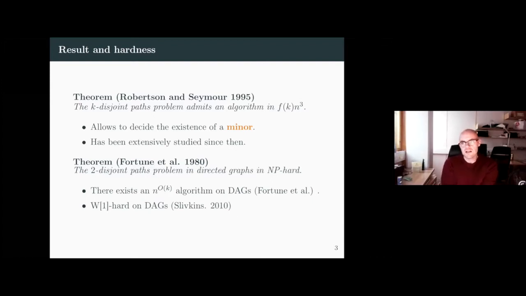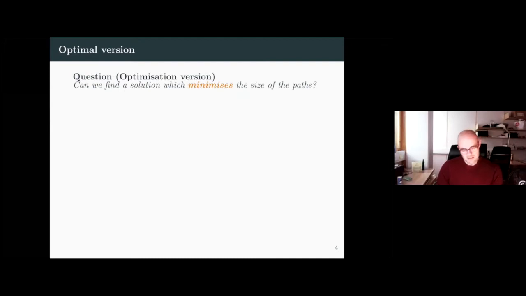So that's the picture. Here the theorem of Robertson and Seymour tells us there is an algorithm to decide if you can link these points, and a very natural question that comes after the Robertson and Seymour algorithm is the following: okay, we can find a solution, can we find the best one? What I mean is, can we find one which minimizes, let's say, the sum of the lengths of the paths, for example? If you look at it from a minor point of view, it might not be super important, but if you look at it from a flow problem or a network problem, then this question makes a lot of sense.